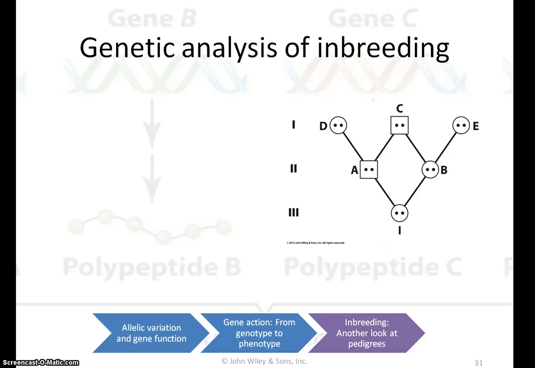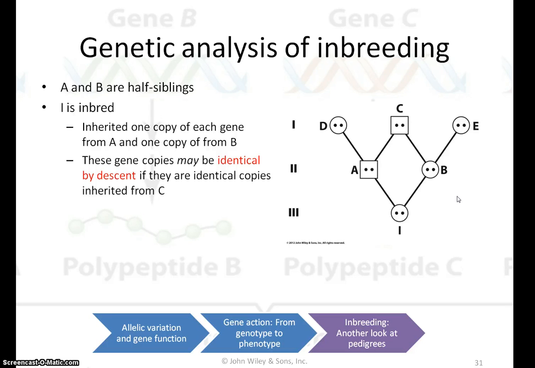All right, so let's do some genetic analysis here. We've done genetic analysis before with mono and dihybrid crosses. Now we're going to do a genetic analysis of an inbred individual, I, who has parents A and B, and A and B are half-siblings. Now, I is inbred because I is the offspring of these half-siblings. So A and B share a father, but they have different mothers.